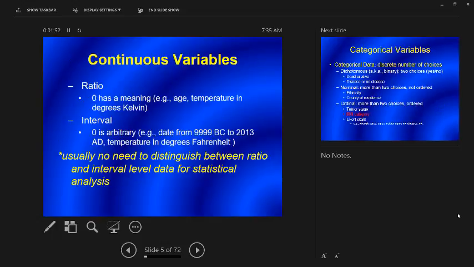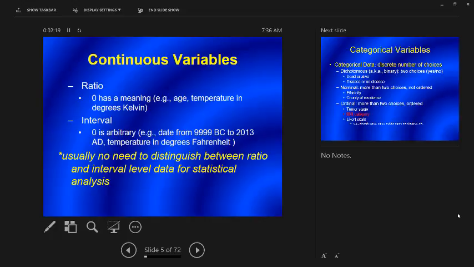Normally when you hear about this in textbooks, when they talk about continuous variables, they talk about either ratio or interval level continuous variables. And I just wanted to mention it because you might have heard it before. But when it comes time for analysis, that distinction between ratio and interval level data is not very important. But I just wanted to let you know about the difference, so you've heard it.